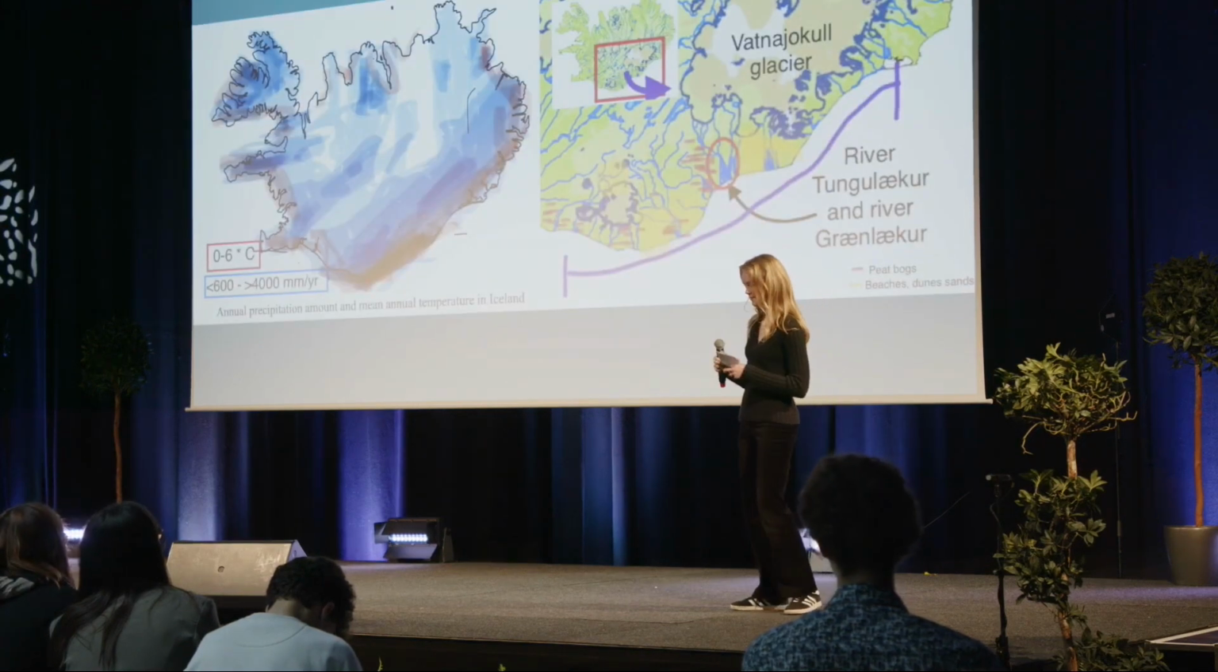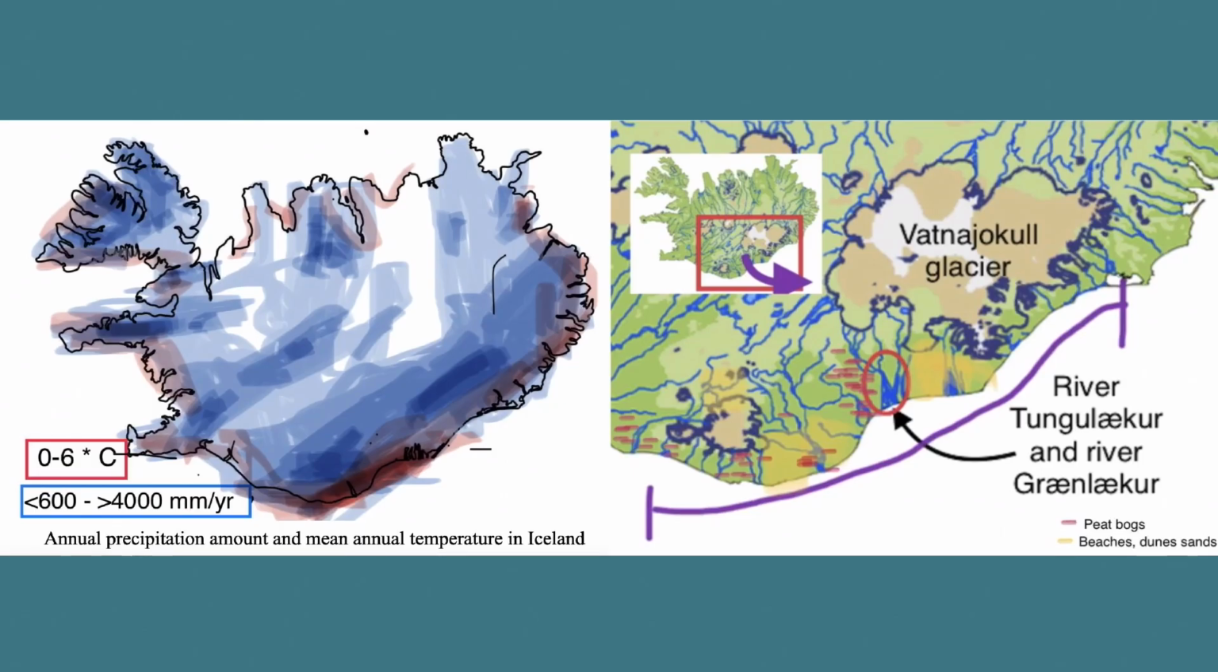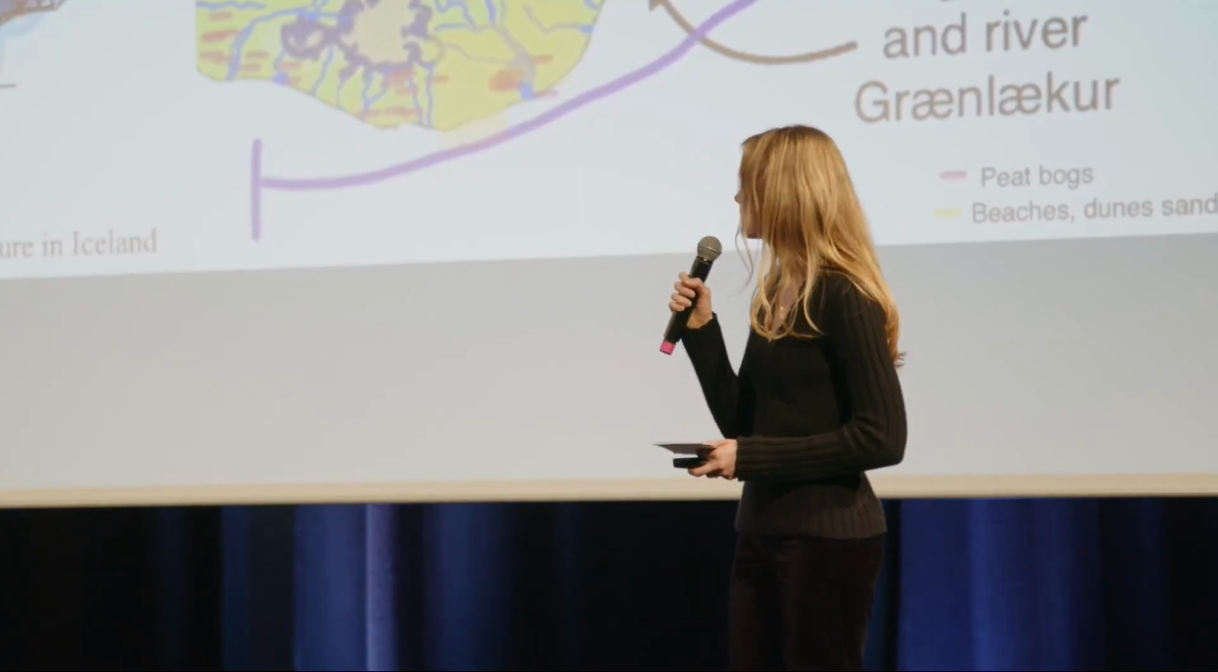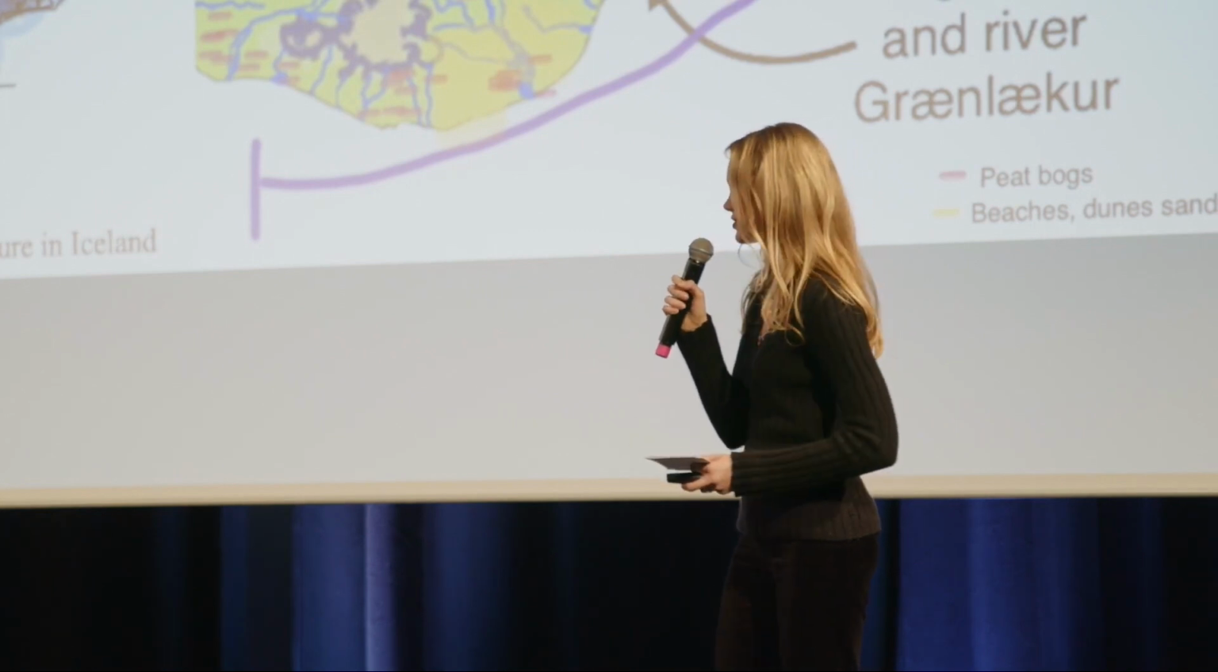Here we can see two images that show where I conducted my research. On the right, we can see that I conducted it in the southeast of Iceland. With the red, you can see the peat bogs, beaches, and sand dunes, and the green shows the birch, woodlands, and sparse vegetation. The Vatnajökull is the glacier shown in the image and is the largest glacier in Europe. The water that runs in the river comes mainly from this glacier.